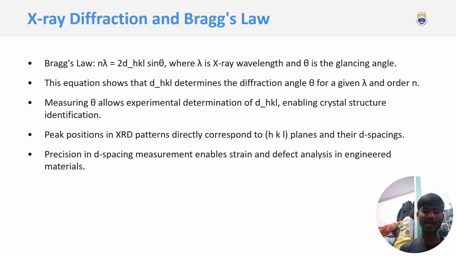X-ray diffraction and Bragg's law. Bragg's law: n lambda equal to 2 d_HKL sin theta, where lambda is the X-ray wavelength and theta is the glancing angle. This equation shows that d_HKL determines the diffraction angle theta for a given lambda and order n. Measuring theta allows experimental determination of d_HKL, enabling crystal structure identification. Peak positions in XRD patterns directly correspond to HKL planes, and precision in d-spacing measurement enables strain and defect analysis in engineered materials.